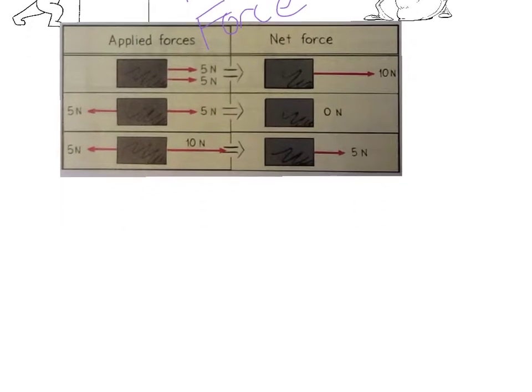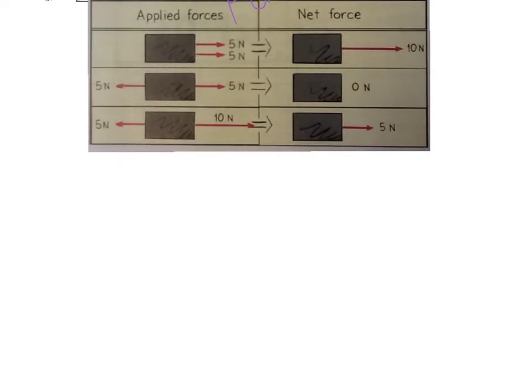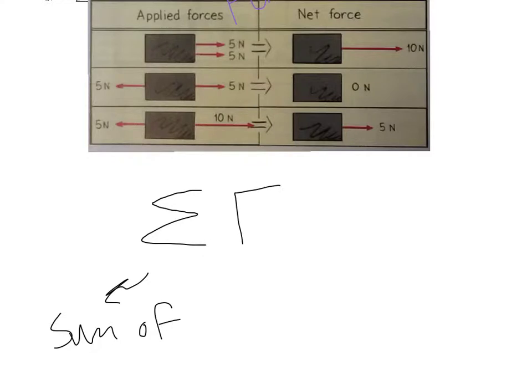Now in physics, a lot of the time when we start talking about net force, we write it in a special way. We use a capital Greek letter sigma, which means the sum of, and then F for force. So this is the symbol form of net force.